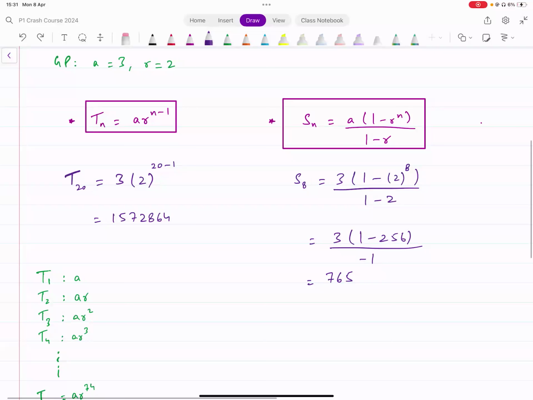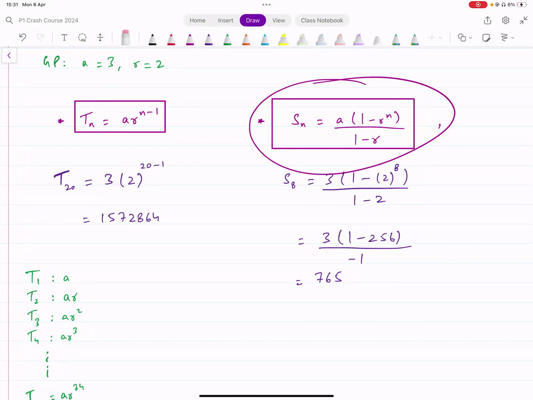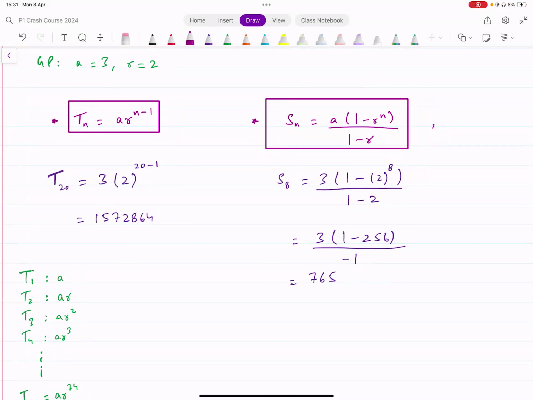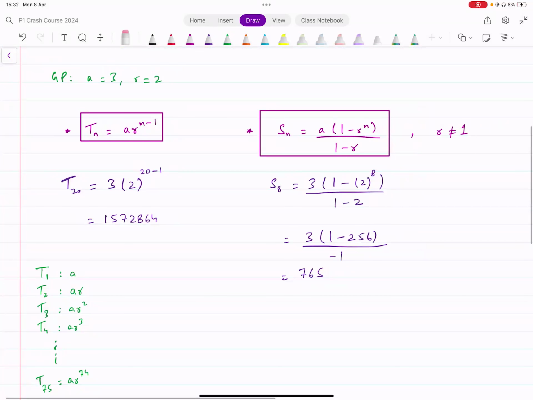Okay. By the way, in the formula sheet, you'll see an exception written to this formula, and that is that R cannot be equal to 1. Why? Because if R was equal to 1, you would end up getting 0 in the denominator, and that will break this formula. That will become undefined. So you can't use the formula when the value of R is 1.